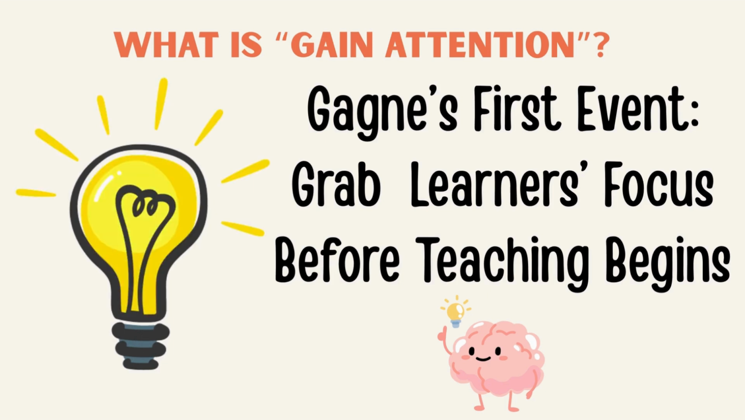Our brains are wired to prioritize novelty, surprise, and emotional relevance. If information doesn't catch our attention, it likely won't be processed or remembered. This is supported by the cognitive load theory. Attention clears the path for learning.